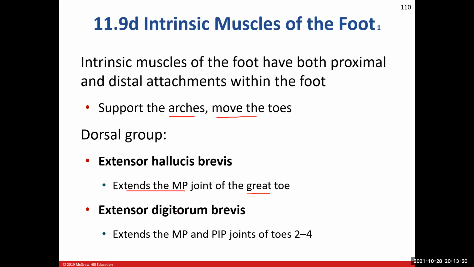Okay, extensor digitorum brevis. Now notice there's a difference here. It only attaches onto digits 2 through 4. And so it's going to extend your proximal interphalangeal joint and your metatarsophalangeal joint.